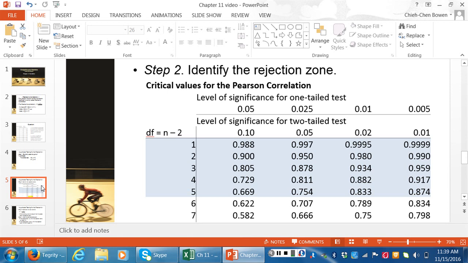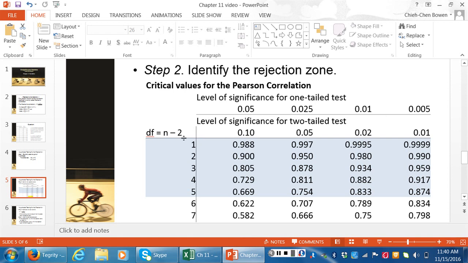And step number 2, identify the rejection zone. The critical value for Pearson's correlation. Here is a table of critical values for Pearson's correlation. You need to identify what you're looking at, and the question did not specify an alpha level, so we are going to use 0.05 as our default alpha level. And we did a two-tailed test in our hypothesis, so we are looking for the two-tail, alpha equal 0.05. If you're doing a one-tail alpha equal 0.05, you will be looking at different columns. So be very careful with the top two rows, they tell you whether it's a one-tail or two-tail, and what the alpha level is, which tells you which column you should be looking at.